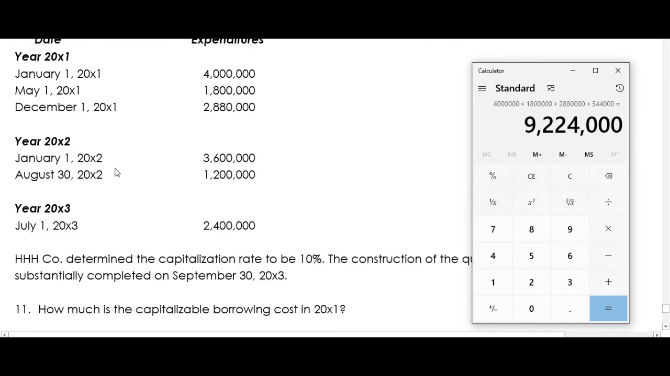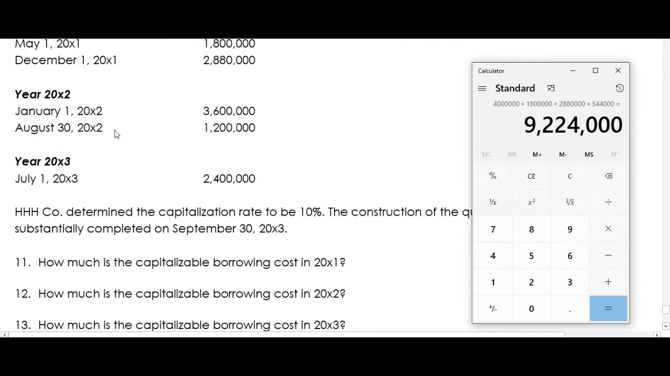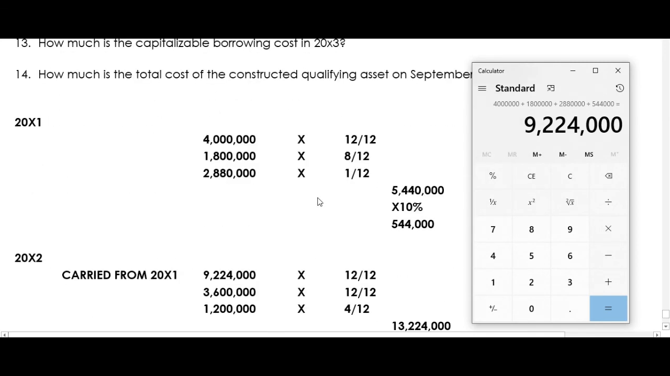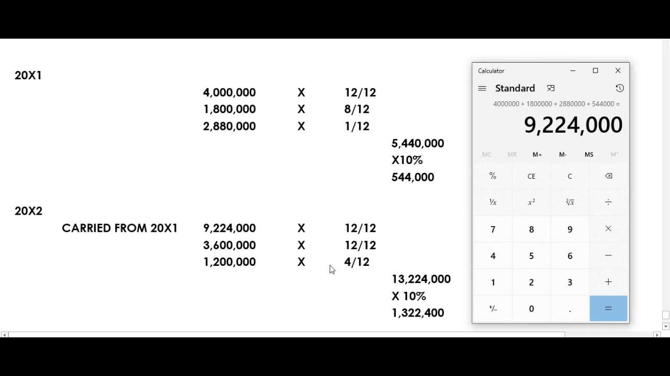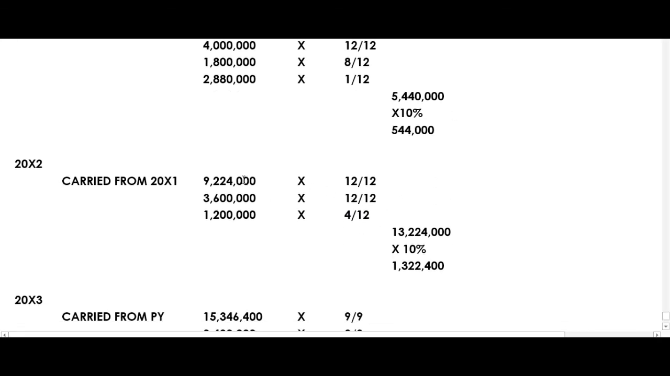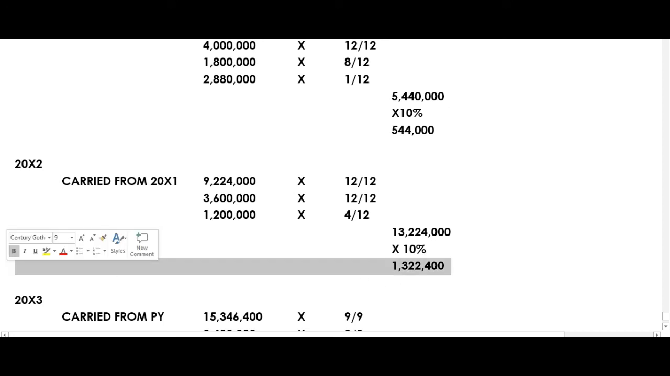Tapos yung nagastos natin ng January 1 and August 30 na 3,600,000 at 1,200,000 respectively, i-multiply lang natin siya using the weight na 12 over 12 and 4 over 12. So, total mo lang yon. So, ito total mo lahat yan. Ang lalabas ay 13,224,000. You will get 10% nun. Ito na yung capitalizable borrowing cost for 20x2. Okay? So, yan siya. We go to our last year.